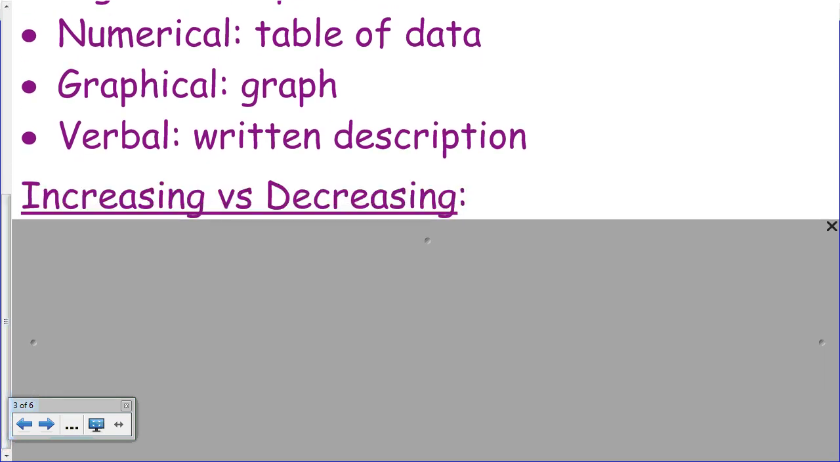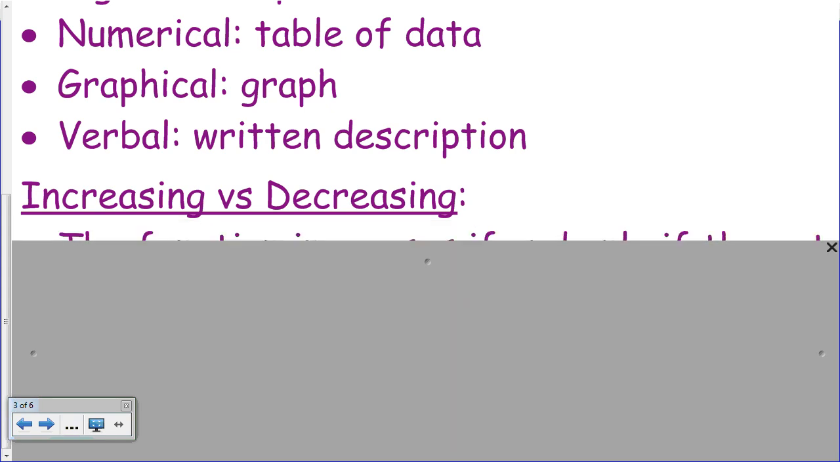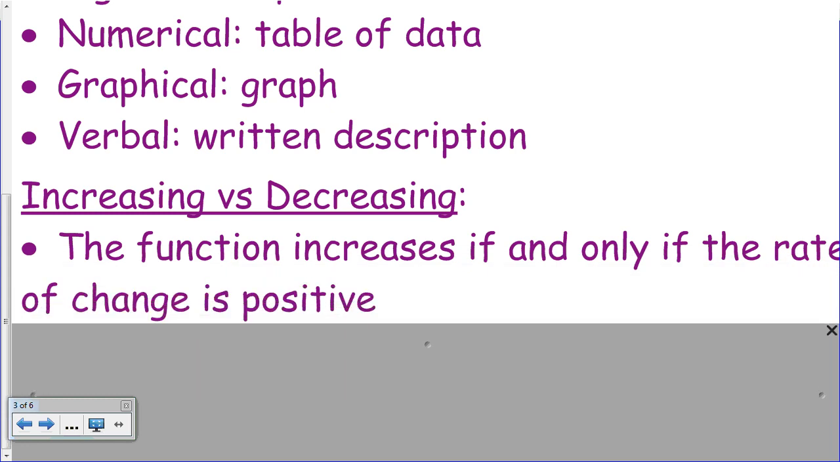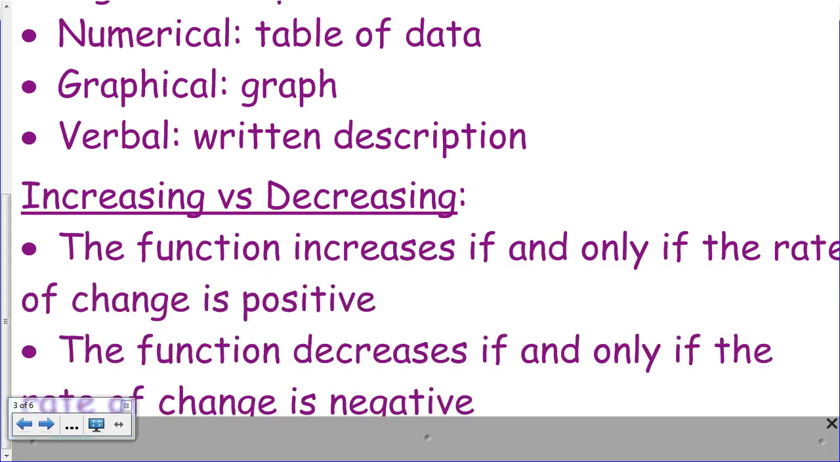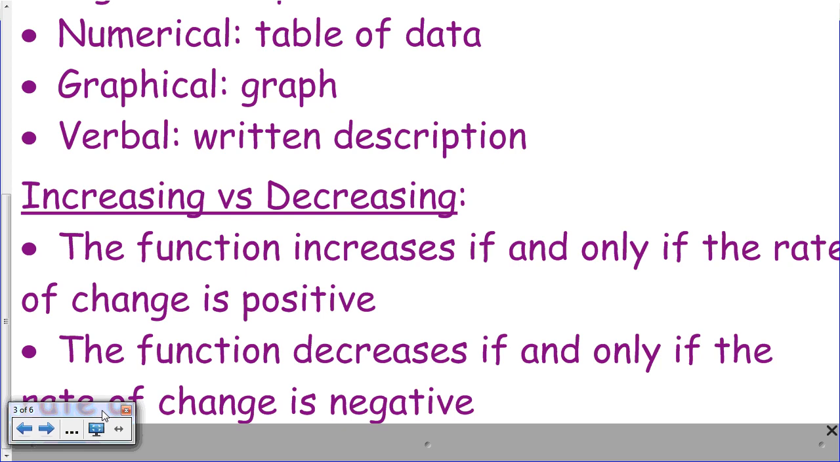And the last thing that I want to make a note of here in the objective, it talked about increasing and decreasing, so I just want to make sure we understand the difference between those and actually the relationship to a rate of change. And turns out that if you know something about the function either increasing or decreasing, you know something about its rate of change.